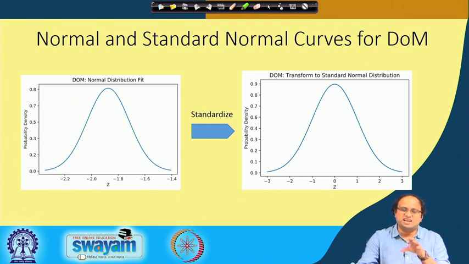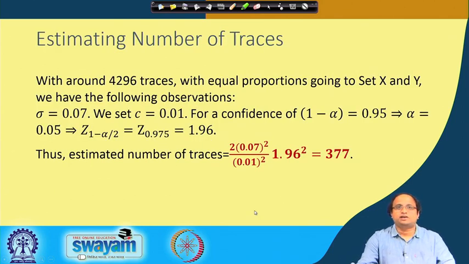This difference, x bar minus y bar, as we discussed, also follows a normal distribution, and this is how it looks in our case. If you want to standardize it, you can again apply the standardization technique, and this is the corresponding standard normal distribution curve. Now, the final thing: we want to estimate the number of traces which are required.